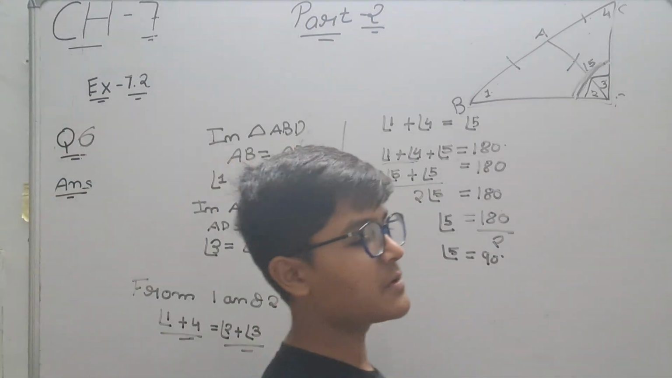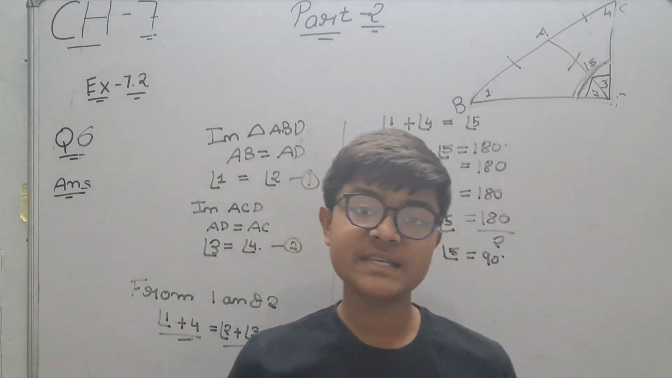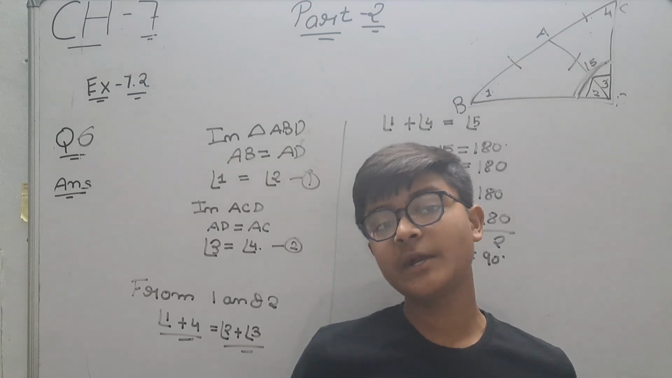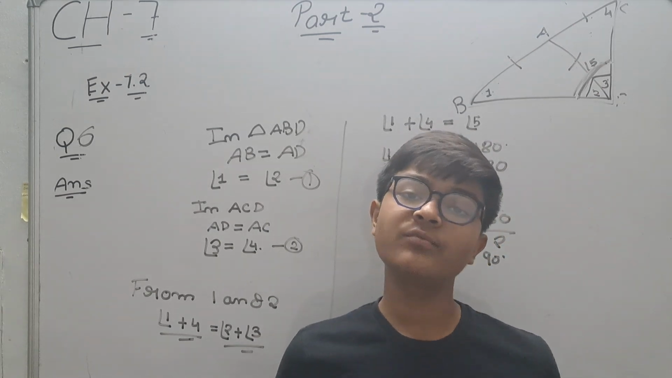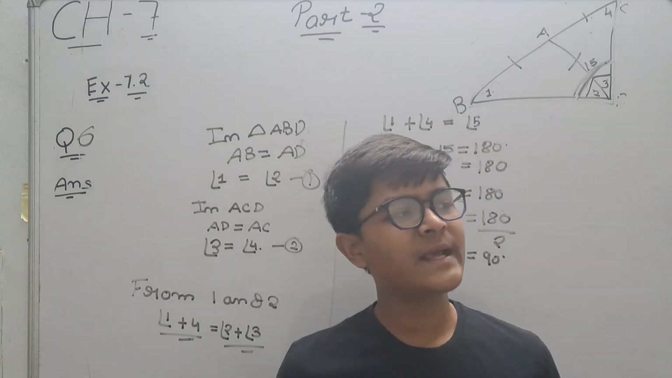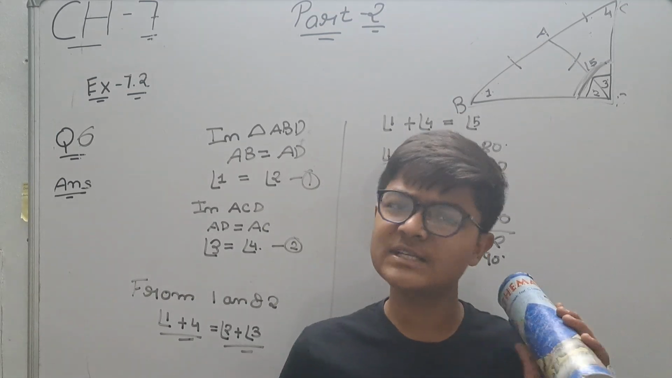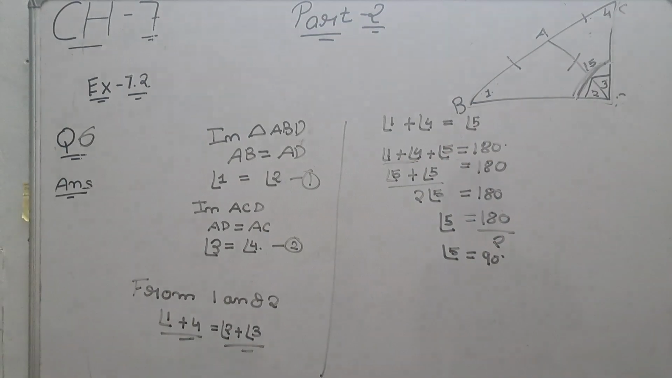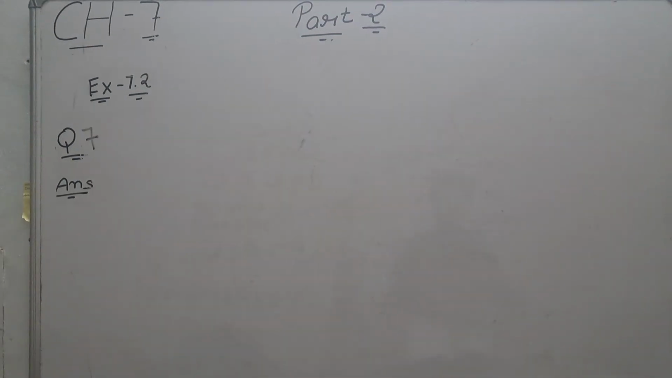Now let's move forward to question number 7. Questions number 7 and 8 are too easy. They are based on the concept of angles and the sides of the triangle. So I am thinking that 8 will be in the homework, and let's do the 7th one.